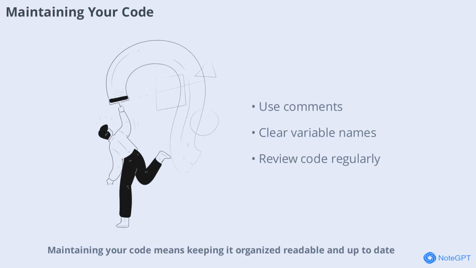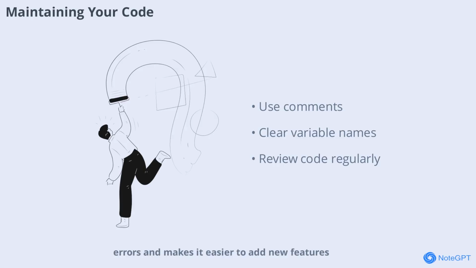Maintaining your code means keeping it organized, readable, and up-to-date. In QBasic, this involves using comments, clear variable names, and logical structure. Regularly reviewing and updating your code helps prevent errors and makes it easier to add new features. Good maintenance habits will serve you well as you work on larger projects and collaborate with others.